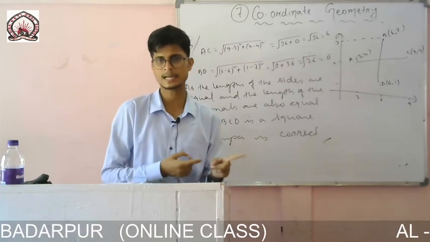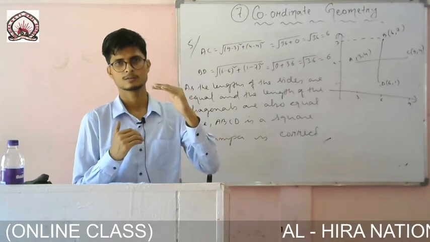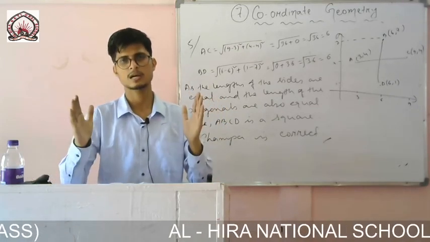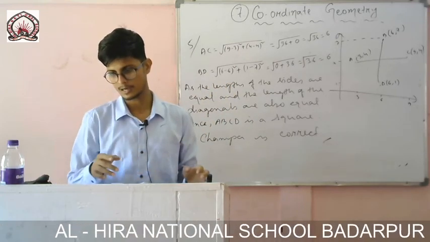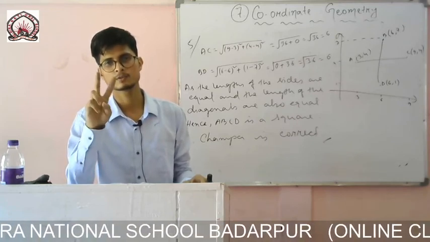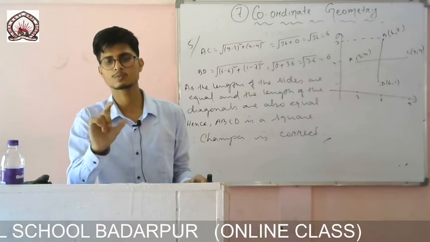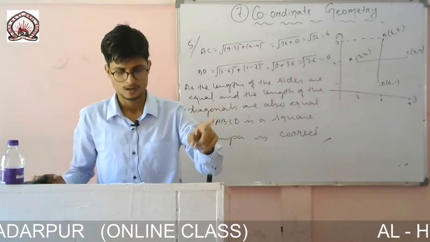If it is a rectangle, then you will find that the pairs of opposite sides are equal, so the length will be equal and the breadth will be equal, and the diagonals will also be equal. That means if you get 2 pairs of equal sides, and along with that the diagonals are equal, then you can say that yes, it is a rectangle.